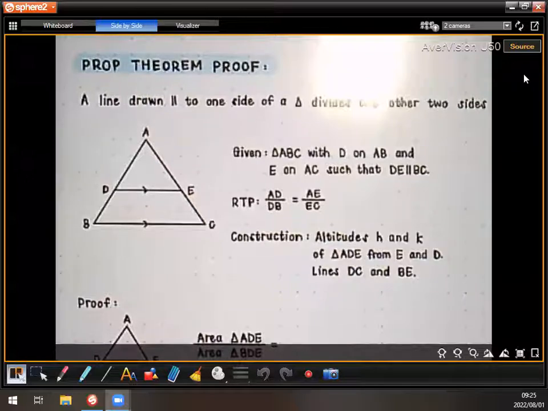That's what we prove, what's going on. Given the required proof and the construction.